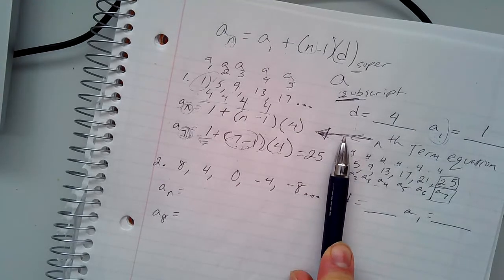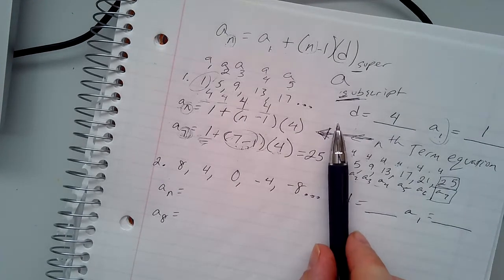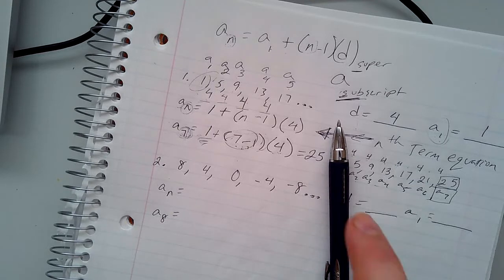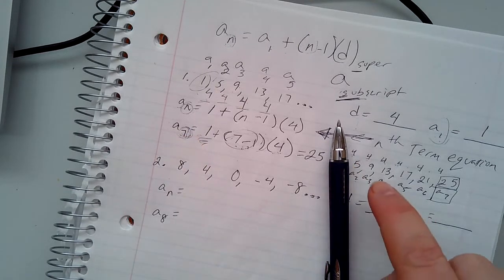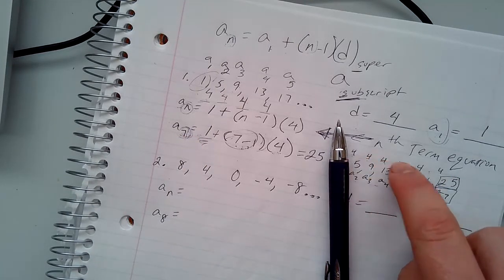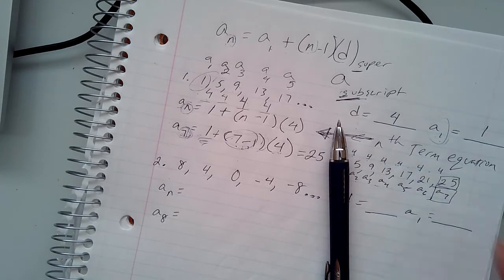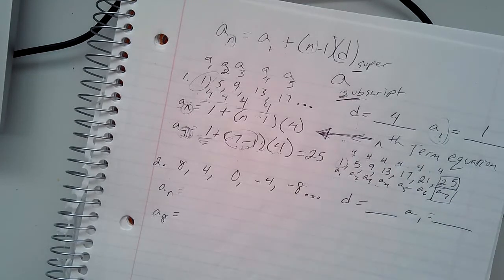Now to get to that 7th term, the first term is taken care of by the equation. We need to use the 4 six times to get to that 7th term. Okay? That's where that comes from.